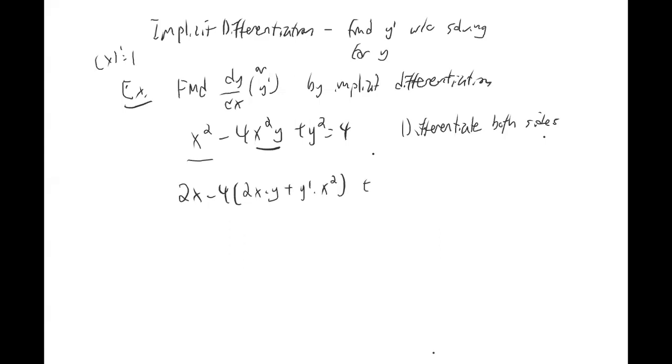Now here, again, take the derivative like you normally would. So how would you differentiate x squared? You get 2x. So here you get 2y, and then whenever you differentiate something with a y in it, you multiply by y prime. Okay. Now, what's the derivative of 4?